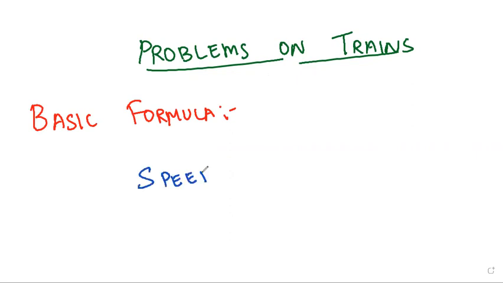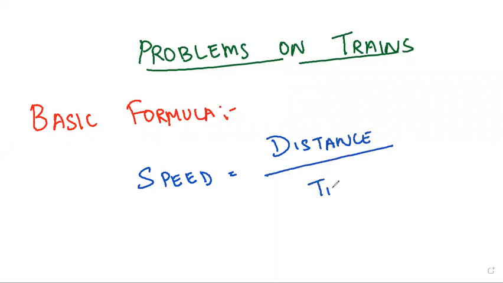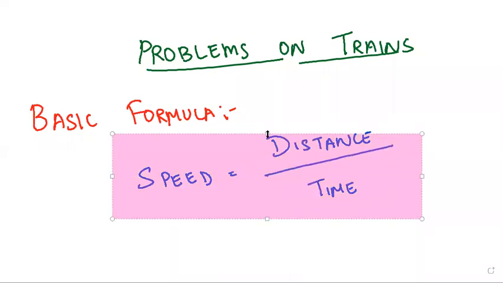Speed is equal to distance by time. Good. It seems you all are brilliant students. Very good. Great. So now we have written the basic formula.